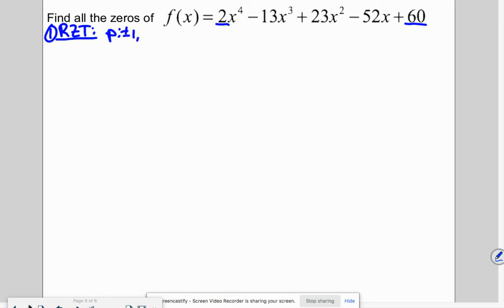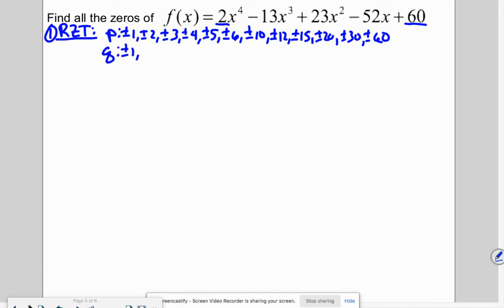plus and minus 1, 2, 3, 4, 5, 6, 10. So then I know I'm going back because 6 times 10 is 60. And then it's going to be 12, 15, 20, 30, and then 60. So a long list. The bigger that number and the more factors it has, the longer the list. Q is just plus and minus 1 and plus and minus 2.